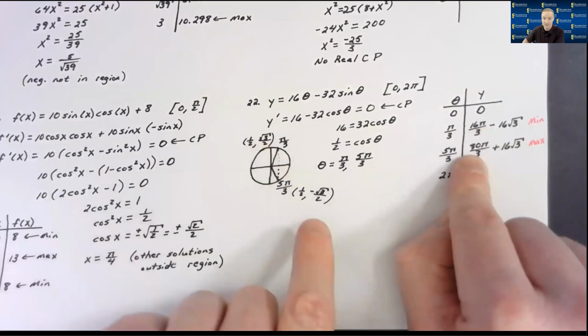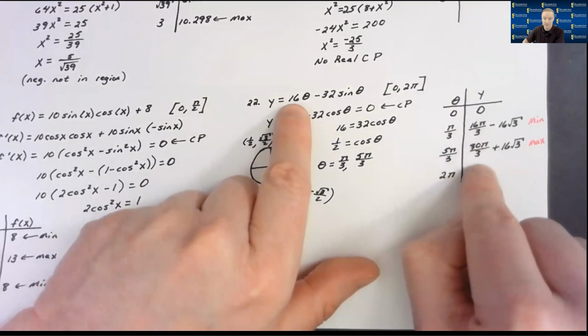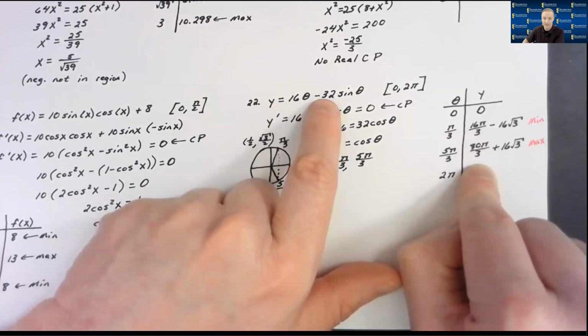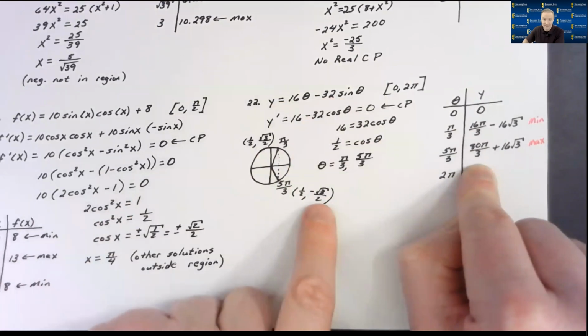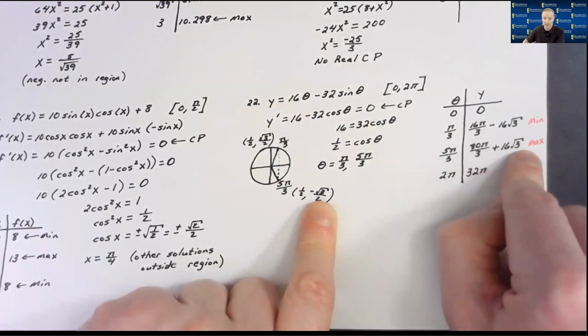Then at 5 pi over 3, same thing. 16 times 5 pi over 3 is 80 pi over 3. And then I'd have minus 32 times a negative square root of 3 over 2. That's where the plus 16 root 3 came from.